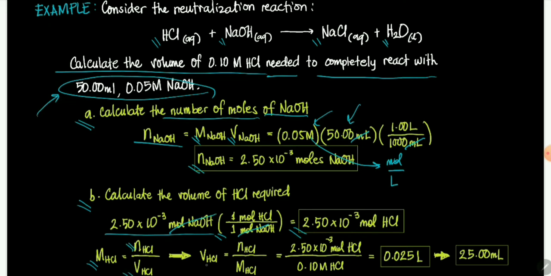Okay, i-rearrange lang natin para makuha yung volume. So volume is equal to the number of moles of HCl over its molarity. So that's 2.5 times 10 to the negative 3 moles of HCl over 0.1 molar HCl. Makuha natin ay 0.025 liters or 25 ml. Okay? So that's how you calculate for the volume required para ma-neutralize yung sodium hydroxide.